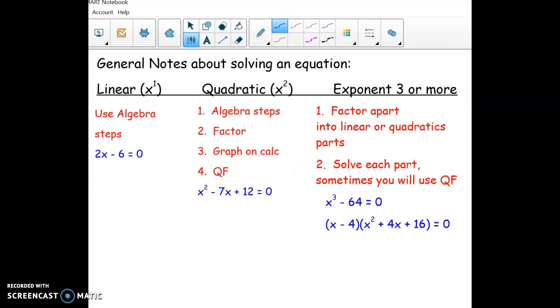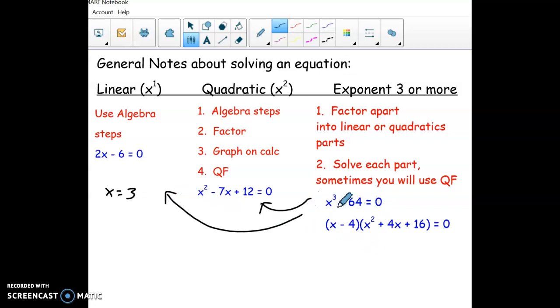All right, so the general big picture again is we know how to solve linear stuff, right? You just add 6, divide by 2, blah, blah, blah. That's just algebra steps. If you're solving a quadratic, we know how to solve those. We did that in chapter 4. There's all these different methods for solving a quadratic that you see here, right? And then if it's higher than that, our goal is just to break it down into these pieces that we already know how to solve.